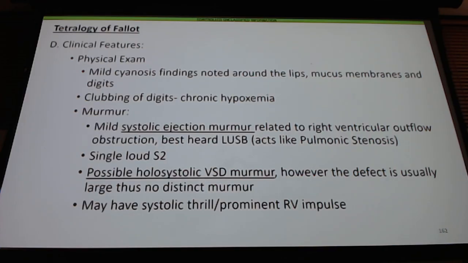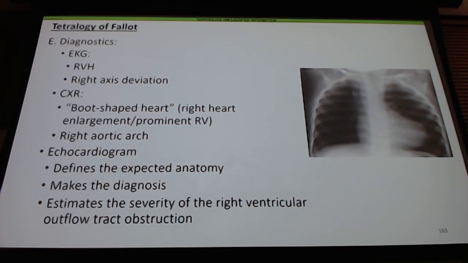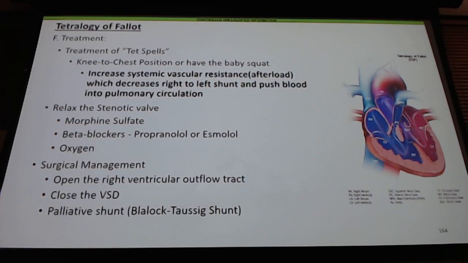So what are you going to see on physical exam other than the cyanosis? You may get a mild systolic ejection murmur that's mimicking pulmonic stenosis. You may hear the VSD murmur, so you may have that holosystolic murmur from that. Ancillary studies could show you some things, but the echocardiogram is going to be your test of choice because it's going to show you that abnormality there.